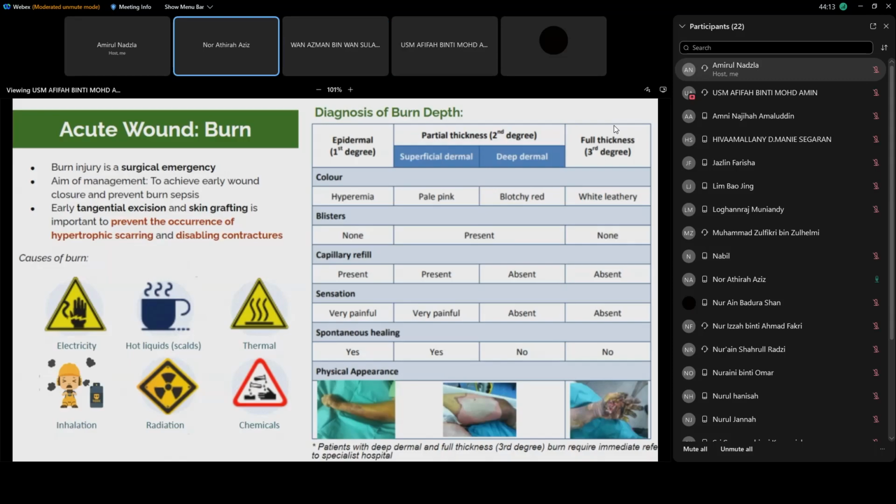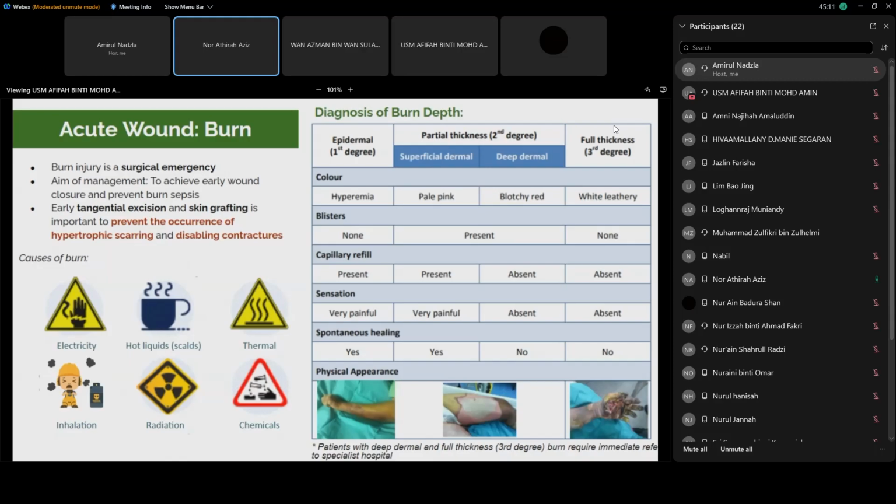Okay, whereas in partial thickness, second degree burn, there are superficial and deep dermal. In superficial dermal, there will be a pale pink burn, whereas in the deep dermal, there will be blotchy red. Blister is usually present in superficial dermal, however absent in deep dermal. For sensation, superficial dermal is like first degree burn, the patient might feel very painful over the affected area. However, in deep dermal, there is usually absence of sensation. In superficial dermal, usually there is spontaneous healing. However, in deep dermal, there is no spontaneous healing.